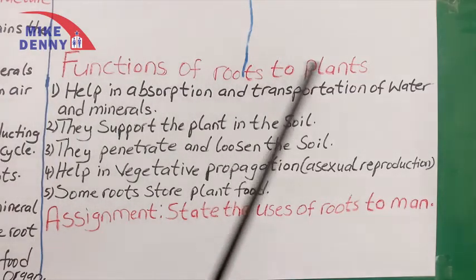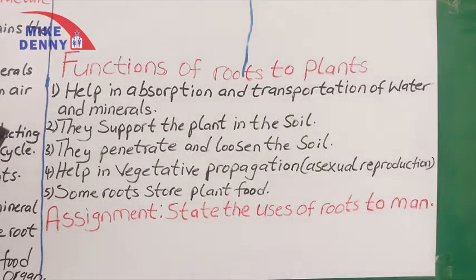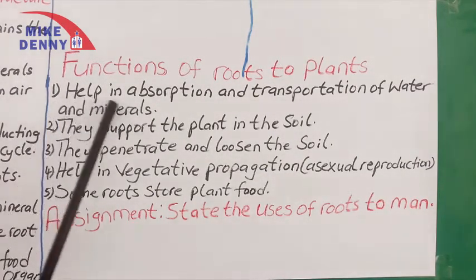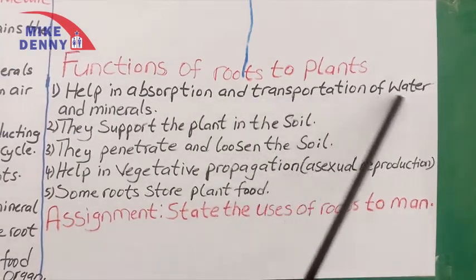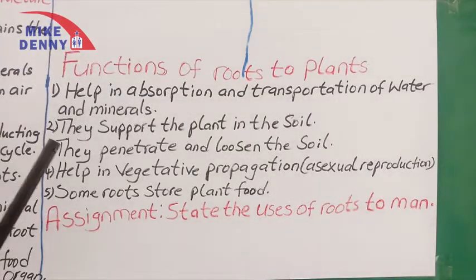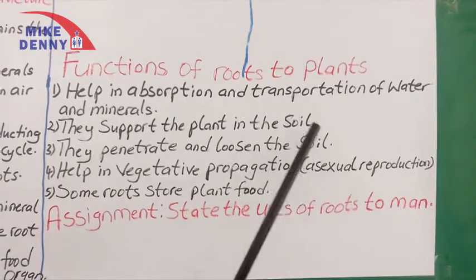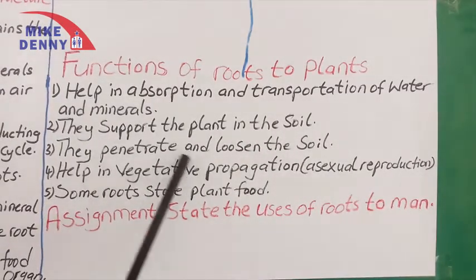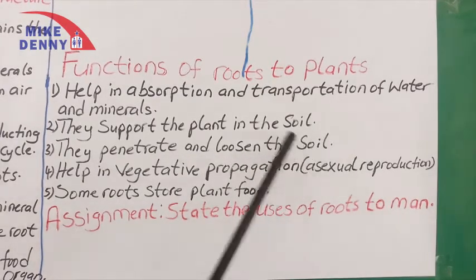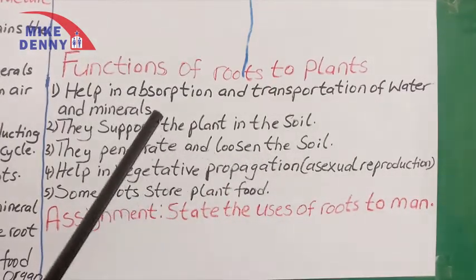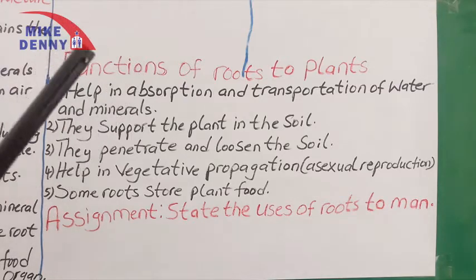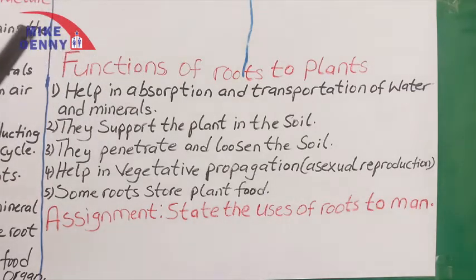So the functions of roots to plants, first, we have help in absorption and transportation of water and mineral salts. We have been seeing that. We are just revising. They support the plant in the soil. They penetrate and loosen the soil. We know that the soil needs air. When the roots are penetrating the soil, they loosen the soil, and it makes it easier for the soil to be aerated, to have enough air, enough oxygen.